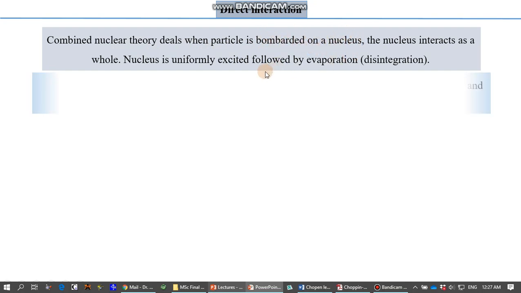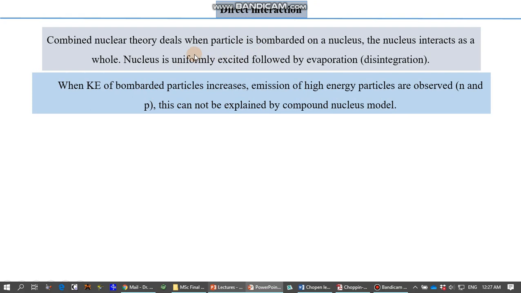So, in this case, now if we increase the kinetic energy of the bombarded particle, what happens? Emission of high energy particles is observed. In the compound nuclear theory, slow moving particles were emitted, while in this case, high energy particles will be emitted in the case of the more energetic bombarded particle.